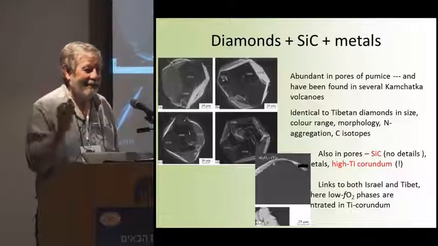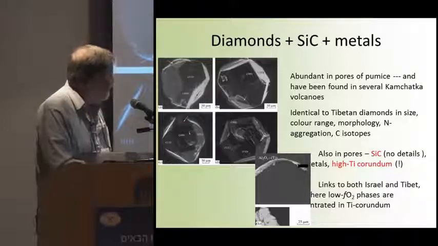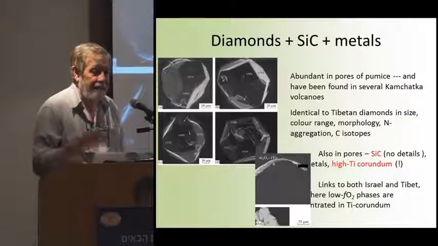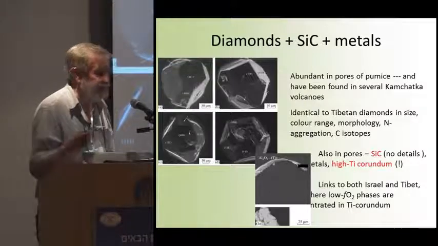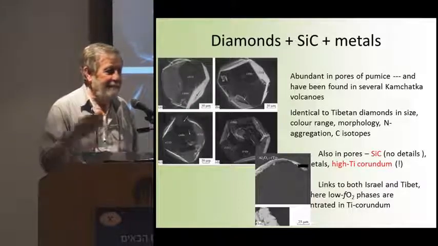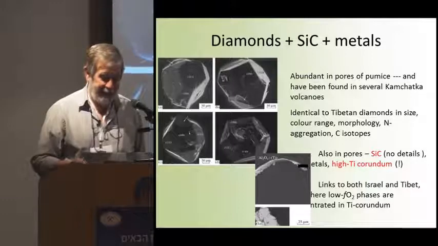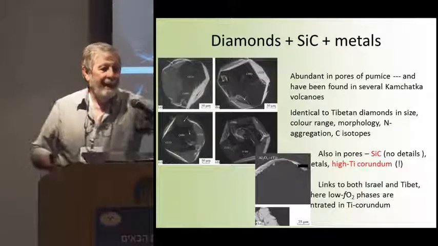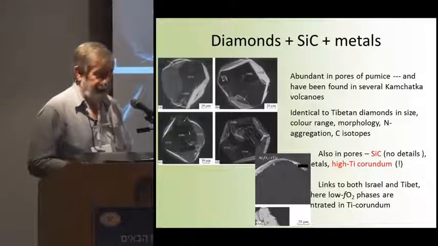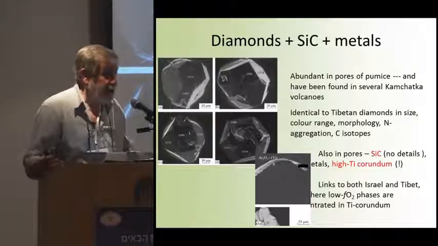But here's the kicker. It turns out that also reported within the pores of these pumices are silicon carbide, no details given, and metals, native iron, native nickel, all sorts of highly reduced phases, and high titanium corundum, which, as I live and breathe, is the same assemblage. And so we tend to think that we now have a link between Tibet, Israel, and this Kamchatka thing, where these extremely reduced phases, also concentrated in titanium corundum, are coming up all over the place.